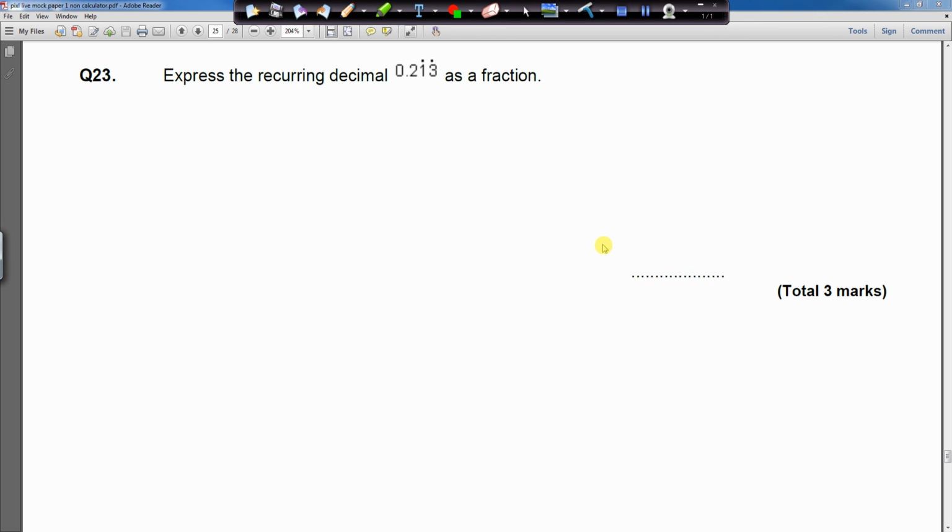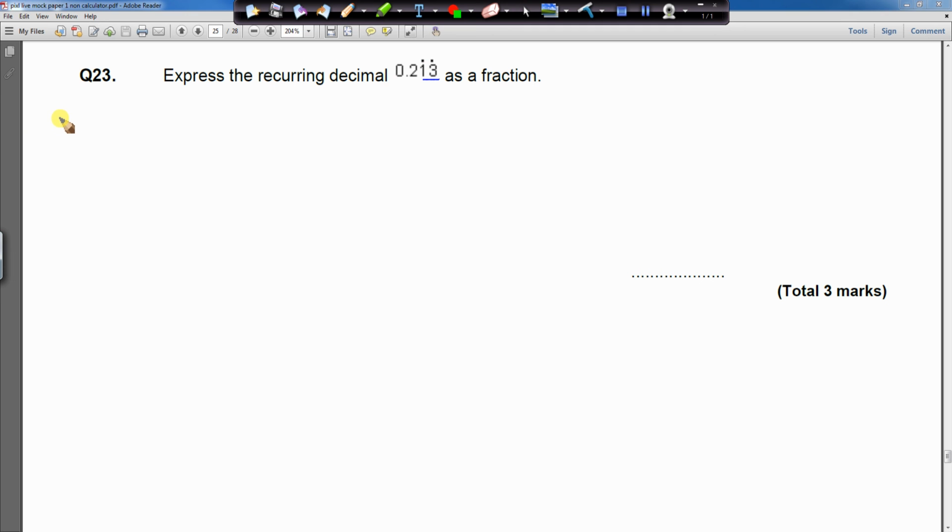Okay, Bismillah. Question number 23. Express the recurring decimal 0.213 as a fraction. The part that's recurring is this part only, the 1 and the 3. So these dots indicate that anything between the dots is recurring. The 2 is not recurring.